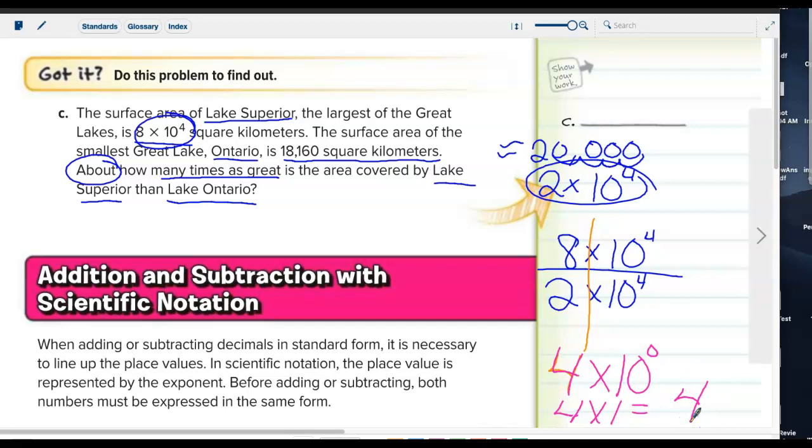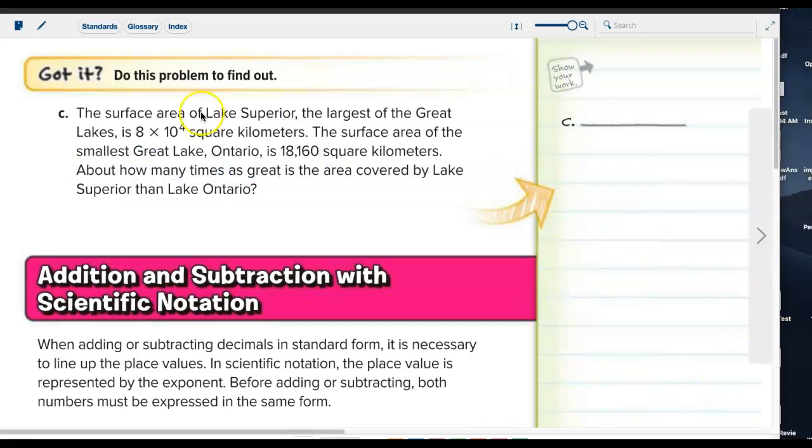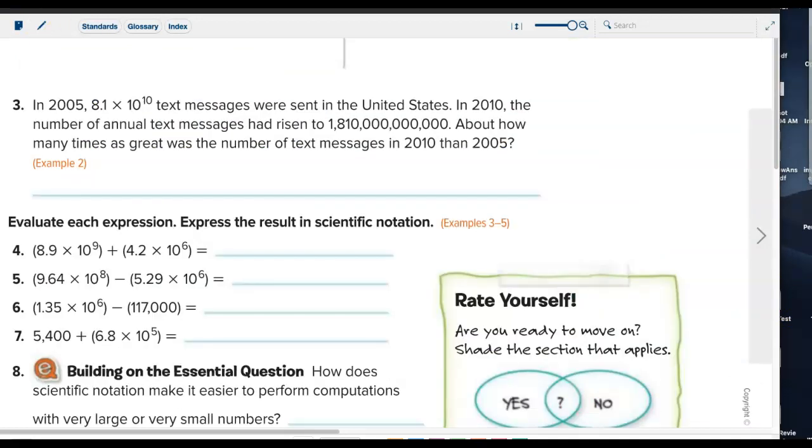Do we have to solve it? 8.1 times 10 to the 10th power text messages were sent in the United States in 2005. In 2010, the number of text messages had risen to 1 trillion, 810 billion. About how many times as great was the number of text messages?